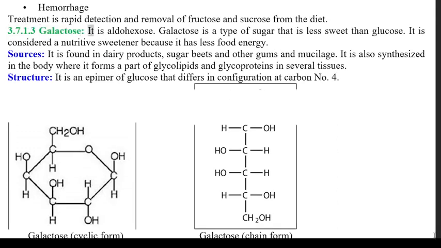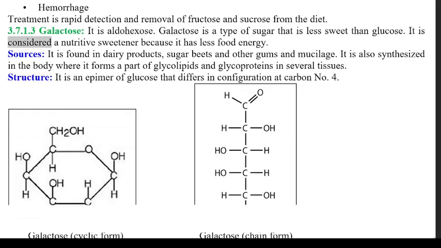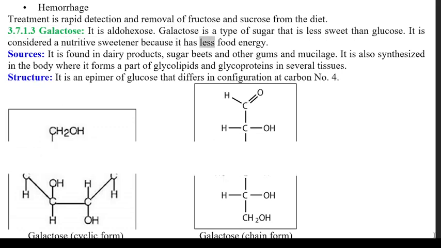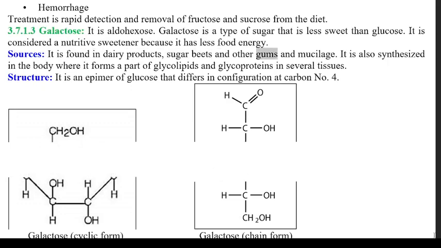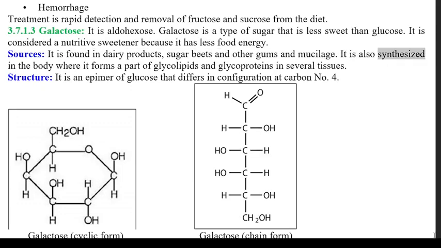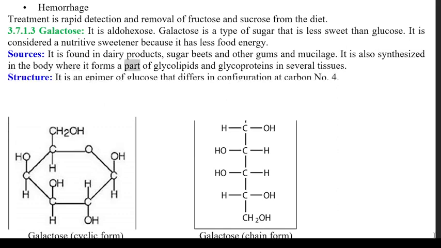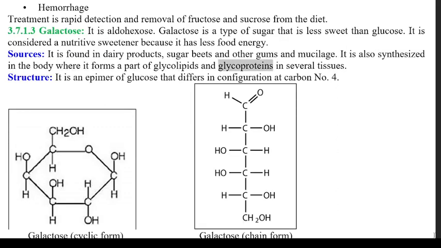3.7.1.3 Galactose. It is an aldohexose. Galactose is a type of sugar that is less sweet than glucose. It is considered a nutritive sweetener because it has less food energy. Sources. It is found in dairy products, sugar beets, and other gums and mucilage. It is also synthesized in the body, where it forms a part of glycolipids and glycoproteins in several tissues.